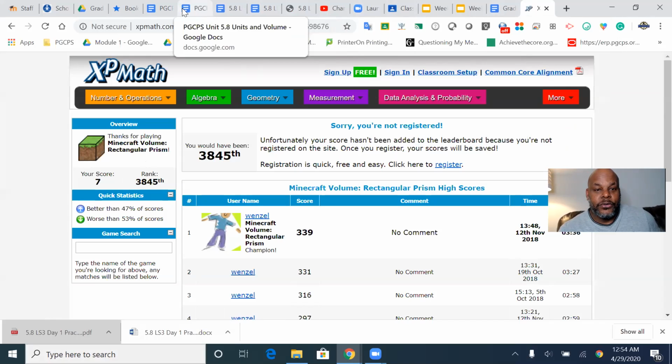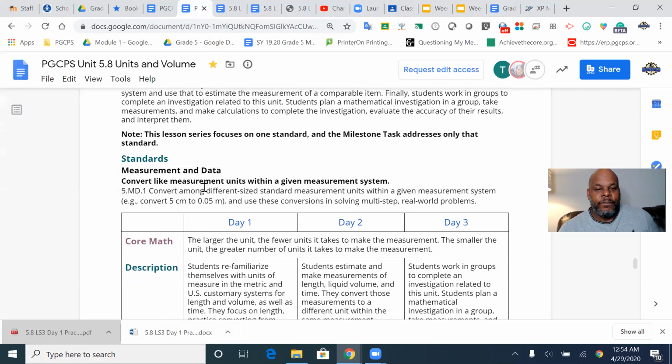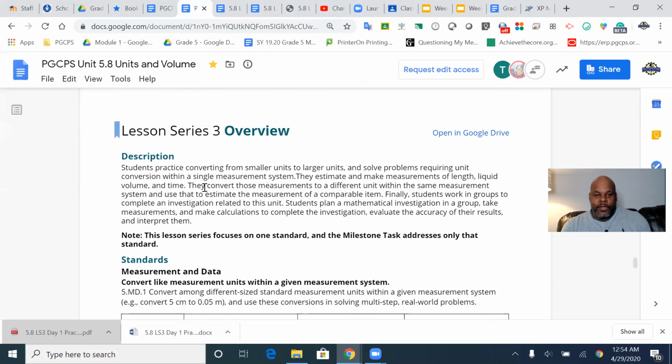Now today we have a lot to do. So today, let me just show you where we're going to start. Today we're beginning lesson series 3, and we're going to be converting from smaller units to larger units and solve problems requiring unit conversion within a single measurement system. So when we talk about smaller, we're talking about from millimeters to centimeters to meters to kilometers. We're talking about from milliliter to liter to kiloliter. We're talking about from inches to feet to yards. We're talking about ounces to pounds. So we're going to be moving from smaller units to larger units.